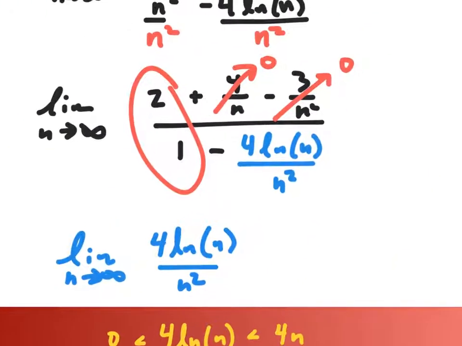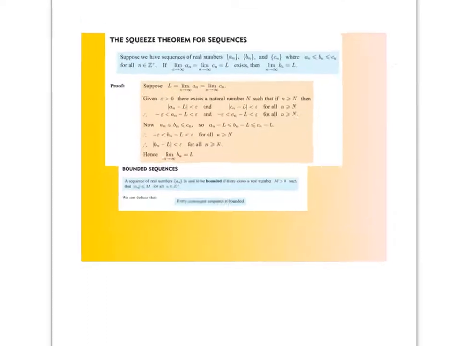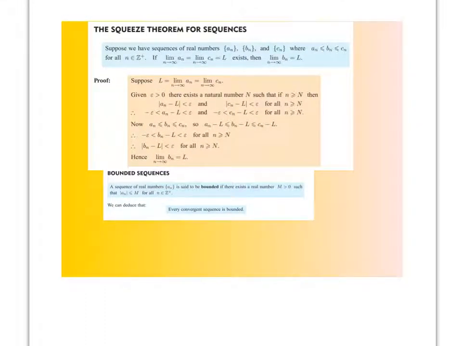So I can go back up here. I know that this thing is going to go to 0. Therefore, I'm going to get 2. Right on, using the squeeze theorem. Alright, squeeze theorem for sequences. Right here, you can kind of check that out. And I'm going to move on to another example.